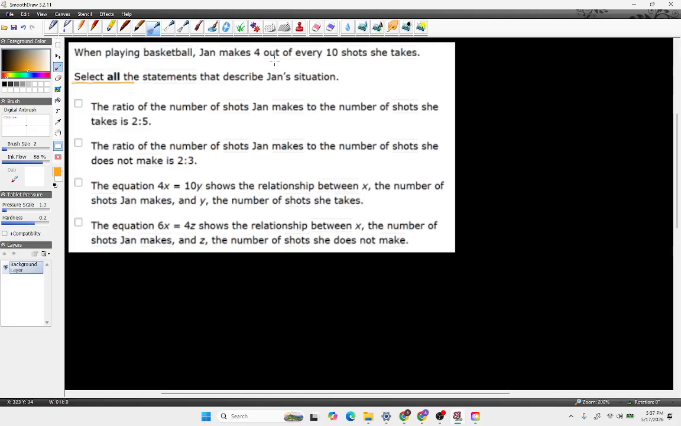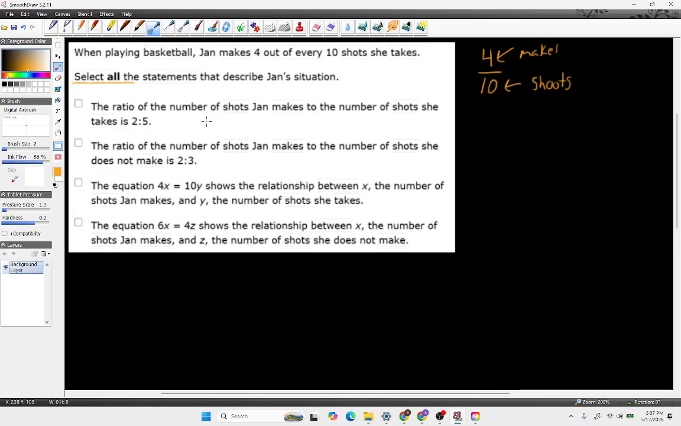All right, so Jan makes four out of every 10 shots she takes. Okay, so she makes 4 out of 10. Let's read this first option. The ratio, and I'm going to label this actually. This is what she makes, and this is what she shoots. Okay, she shoots 10 total, four of those she makes.